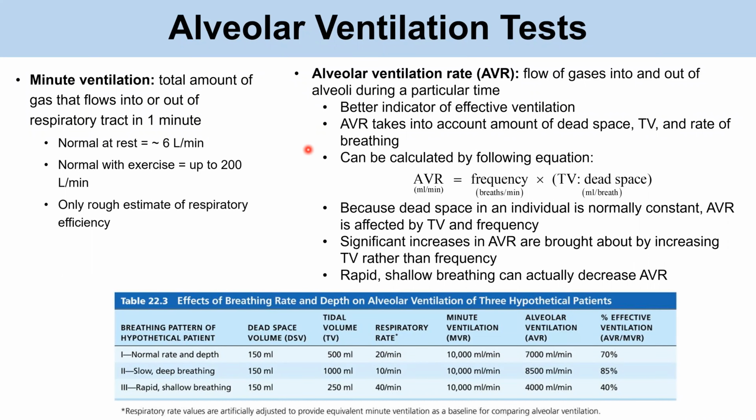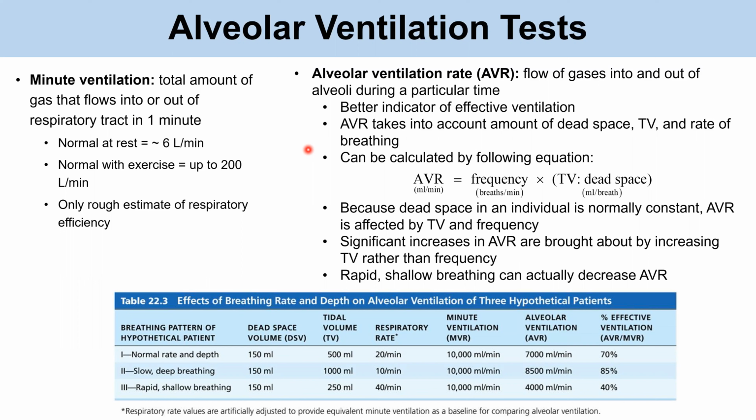But the minute ventilation is really only a rough estimate of how efficient the respiratory system is being. So the better indicator of effective ventilation is this thing that we call AVR, or alveolar ventilation rate.